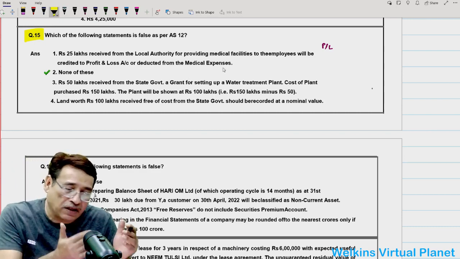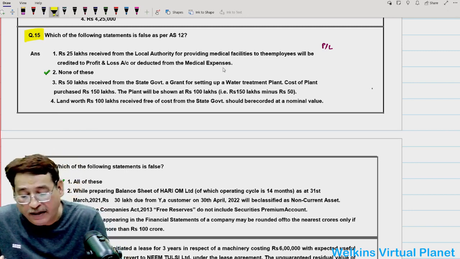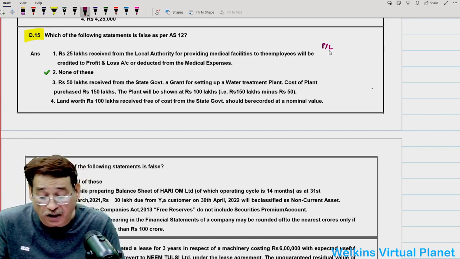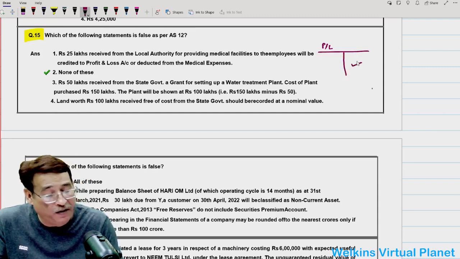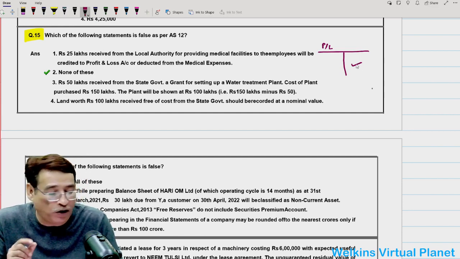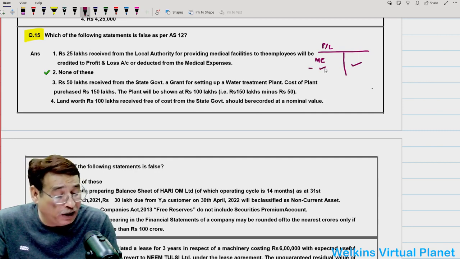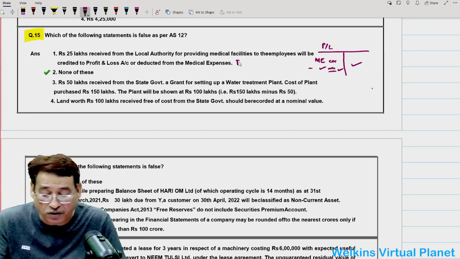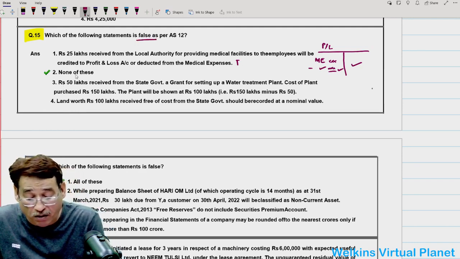Yes, when we receive the grant for the purpose of meeting some revenue expenditure, we have a right to reflect this grant in this fashion. Either we can show the amount of the grant separately, or simply from the medical expenses I have incurred, I can subtract the amount of the grant and reflect the net amount. So this sentence is correct, it is true, it is not false. In fact, the question is asking which is the false statement. Second one, there is no second one.